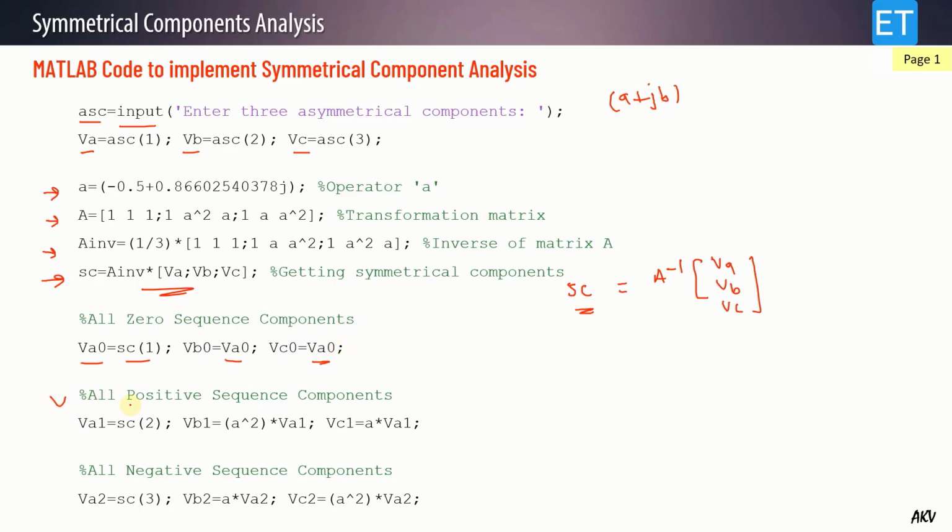Now separating all the positive sequence components. The second value of the SC variable is the positive sequence value VA1. How do we get VB1? VB1 is obviously a square times VA1, and VC1 is simply a times VA1. This is how I'm getting VA1, VB1, and VC1, the components of the positive sequence group. And here I'm getting all the components of the negative sequence group.